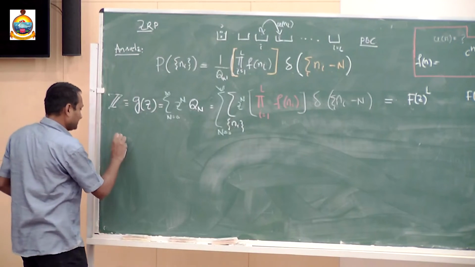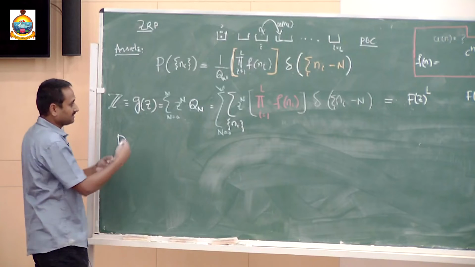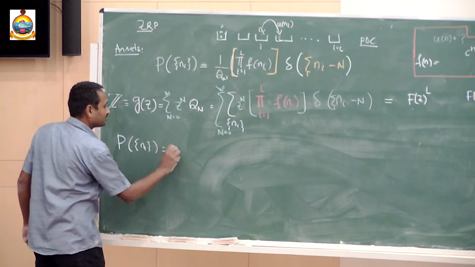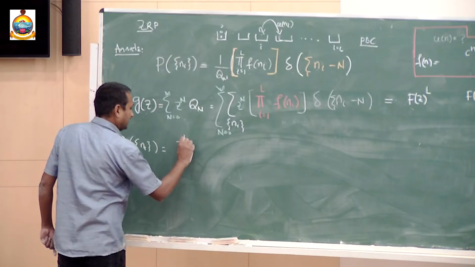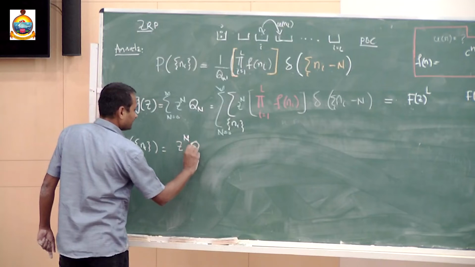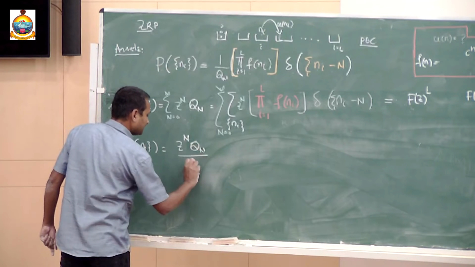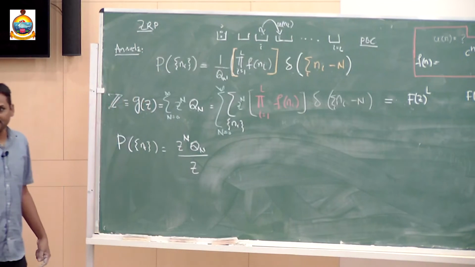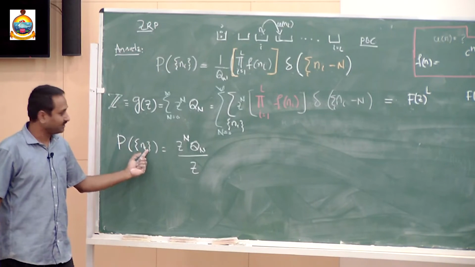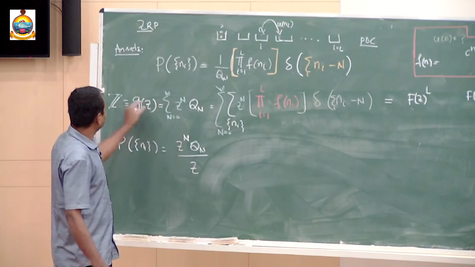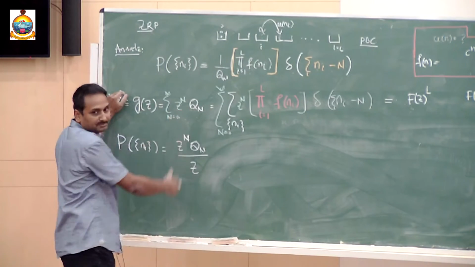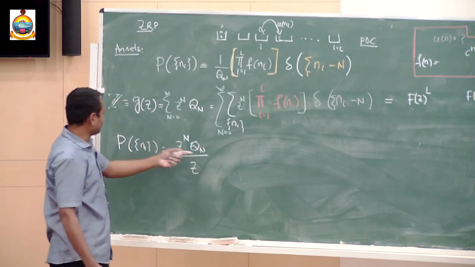So the probability now in this ensemble, the probability of a configuration n_i, is just z to the power n, where n is the summation over n_i, and Q_n, divided by G(z). That's your probability of having this. In this ensemble, because this sum is again 1, if you divide by this, each of them can be, so the probability is z to the power n times this.